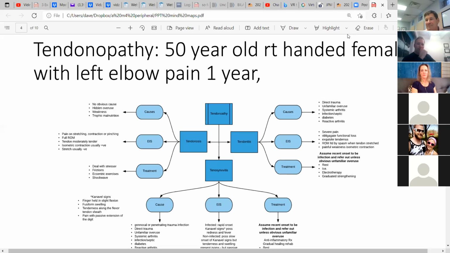You would have some hypertonicity there. Your velocity dependent weakness. And then one that we talked about in class this past weekend is it would actually get worse with cross friction, which would typically be a treatment for a true tendinosis.